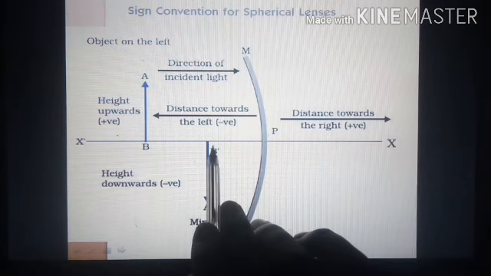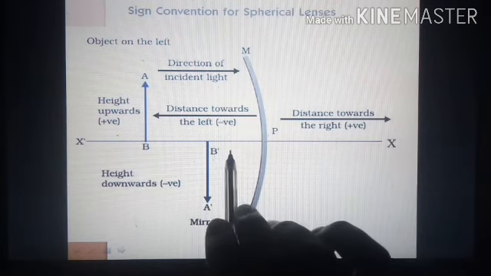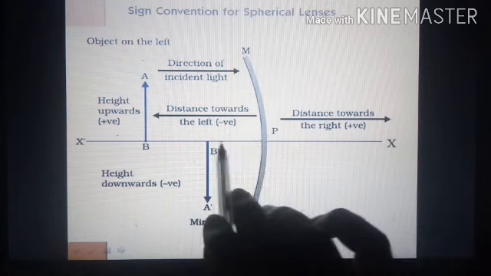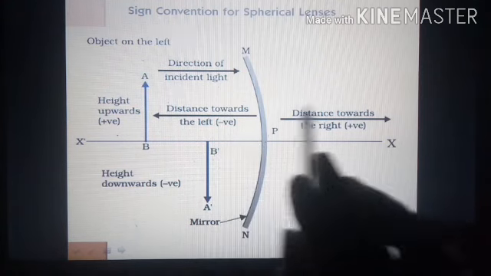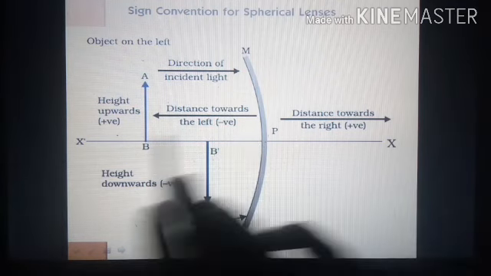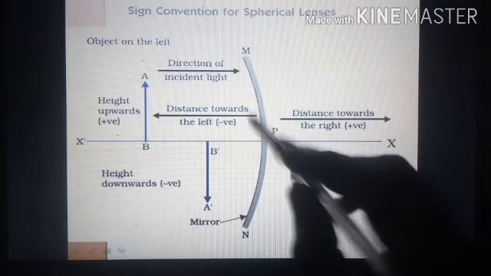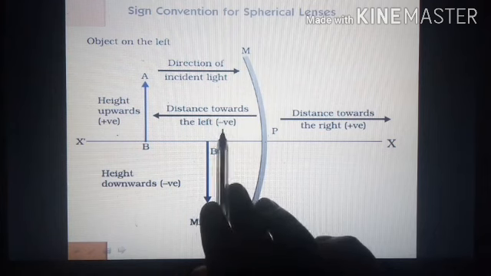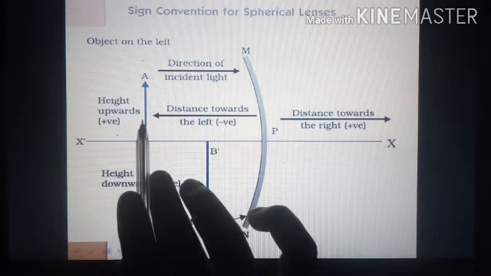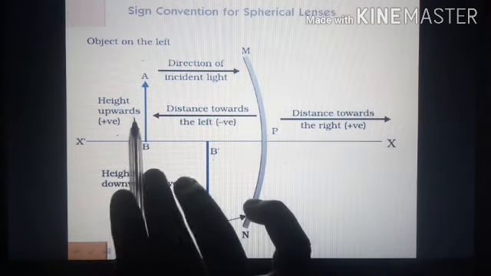So the object distances measured from the pole to the left side are always taken as negative. So this is the positive x direction, negative x direction, positive y direction, negative y direction. That's why we are choosing the negative and positive values. So we know the u value will always be negative and the h value will always be positive.